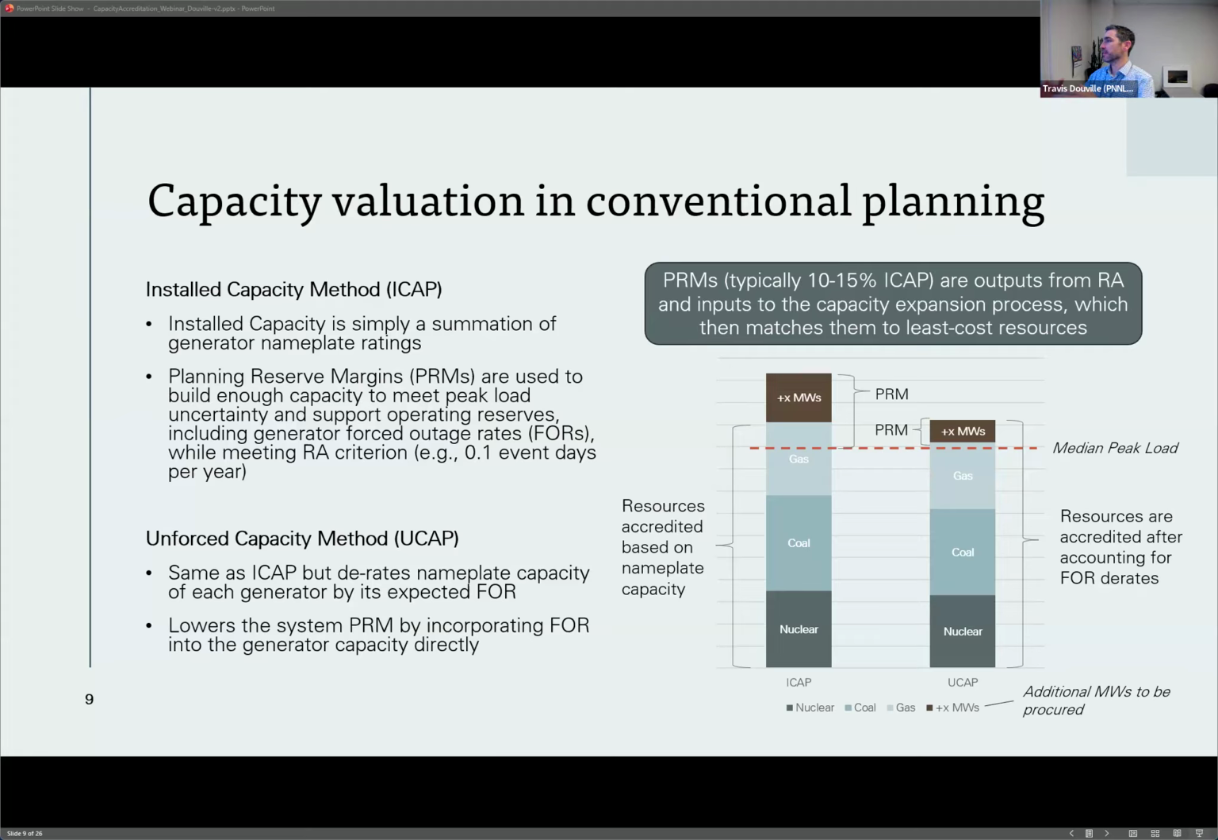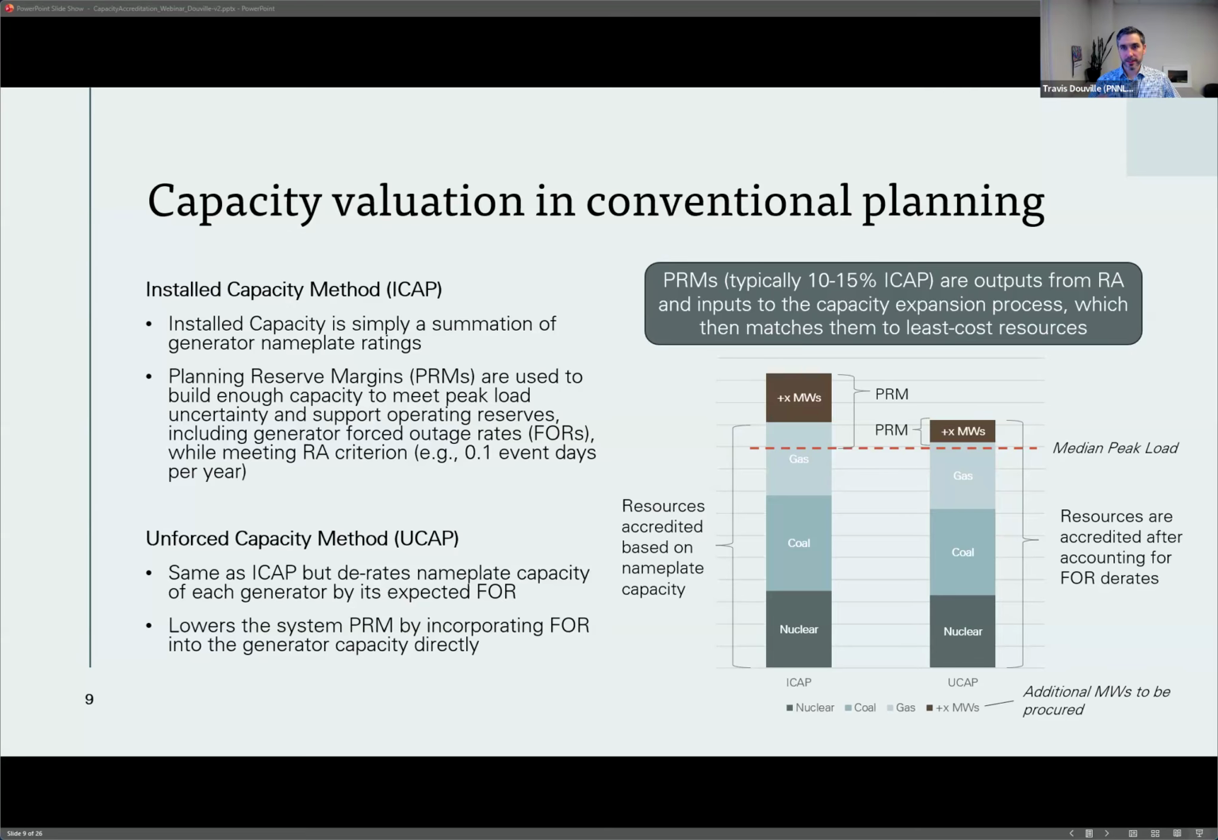So if in 1 month in the spring, for example, there was planned maintenance for a certain generator, the ICAP in that month would be reduced because it was planned ahead of time. But otherwise, there isn't any adjustment to the capacity and the nameplate capacity through the typical implementation of the ICAP method. So how do you handle things like forced outage rates? That's all done through the PRM with the ICAP. And remember, that's the planning reserve margin.